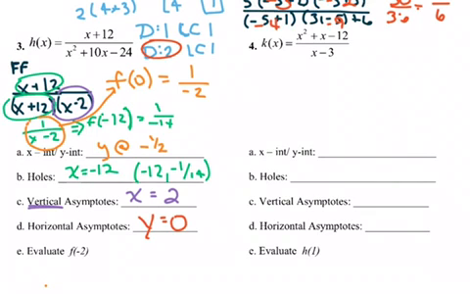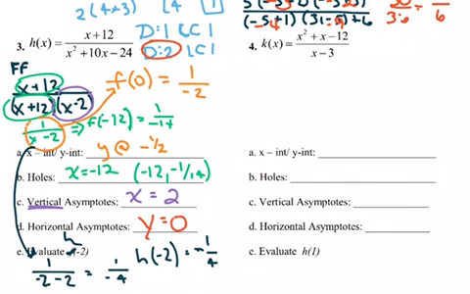The last thing I'm evaluating is going to be h of negative 2, not f. And I'm going to use this simplified form one last time. Reduces my work just a little bit. As you can see, h of negative 2 would be 1 over negative 2 minus 2, or a negative 4. So h of negative 2 is a negative 1/4.